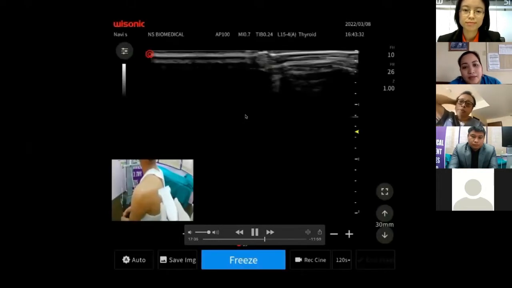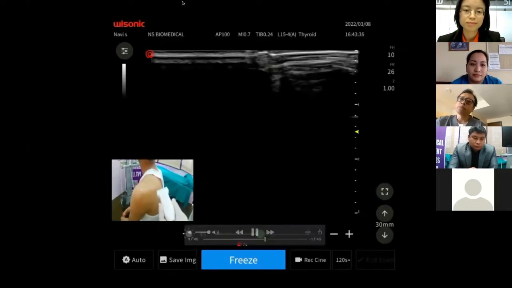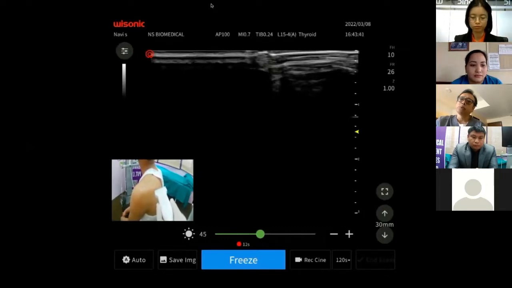Now we are going to look at the posterior aspect of the shoulder joint. Here we are going to look at the supraspinatus muscle belly, the infraspinatus muscle belly, the teres minor muscle belly and tendon, the posterior joint recess, and the suprascapular nerve at the suprascapular notch and the spinoglenoid notch.